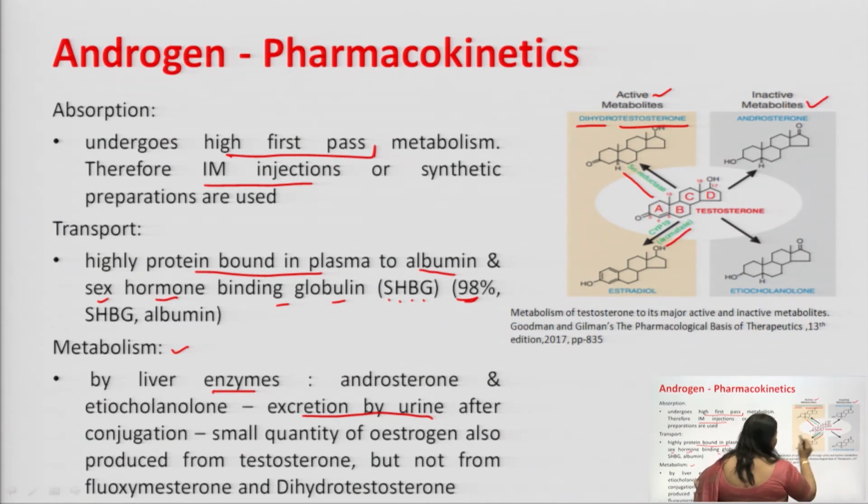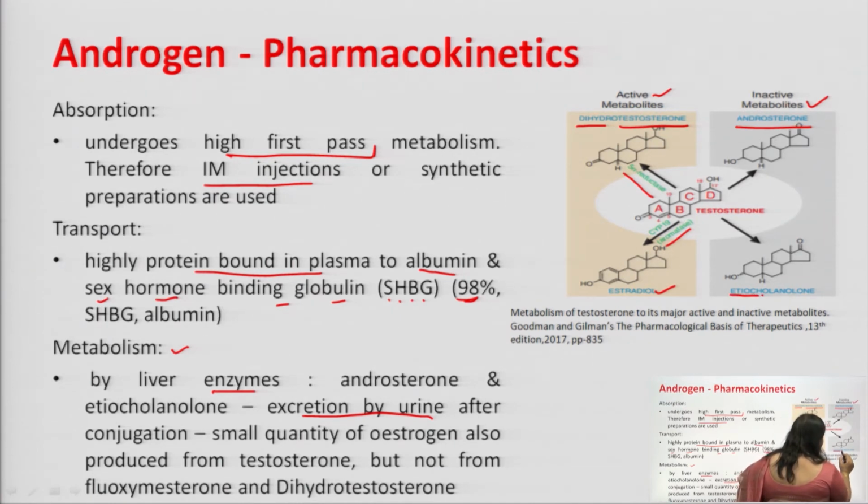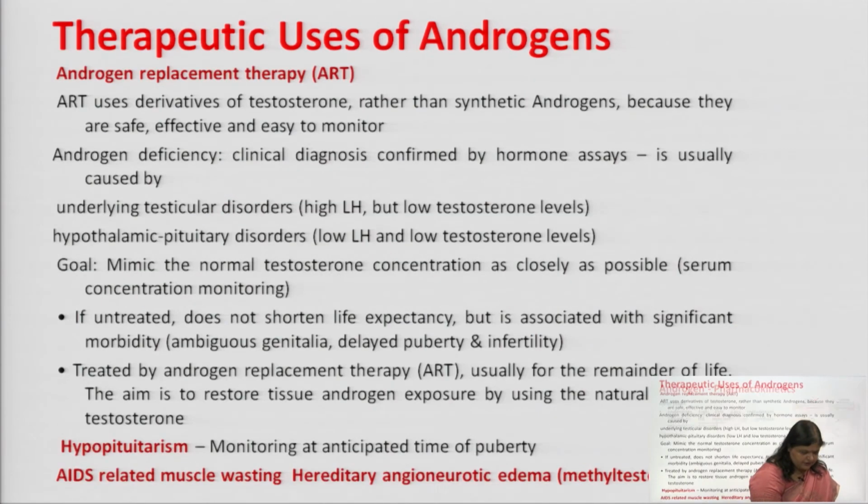Then by this aromatase enzyme, it produces estradiol, which is again an active metabolite. Then the inactive metabolites are androsterone and etiocholanolone. Fine. So these two are the inactive metabolites which are produced from testosterone.